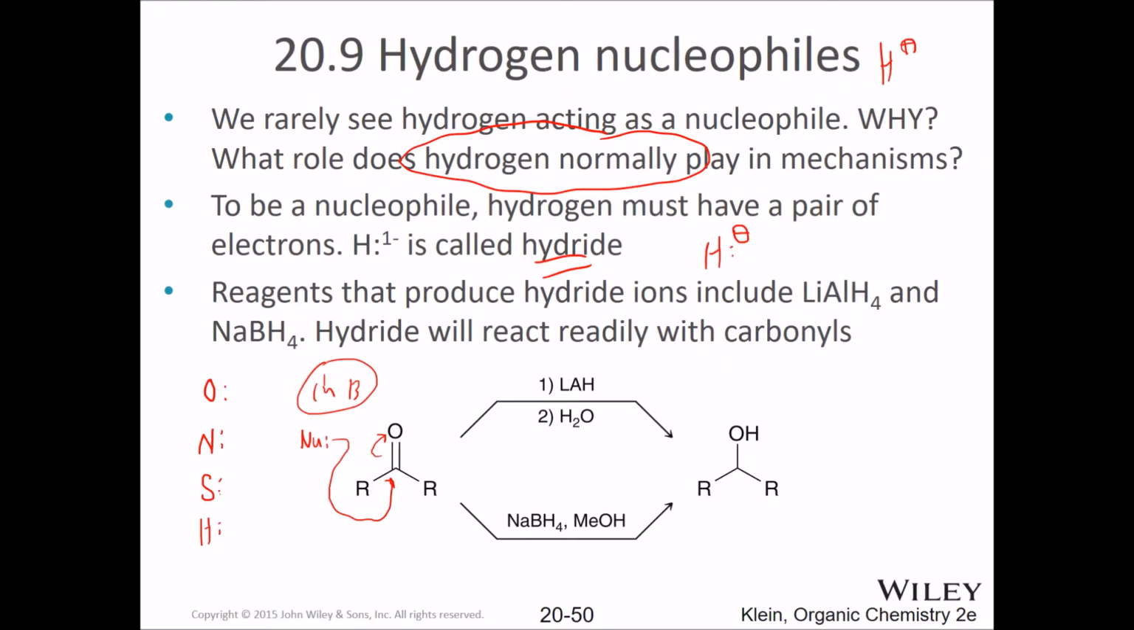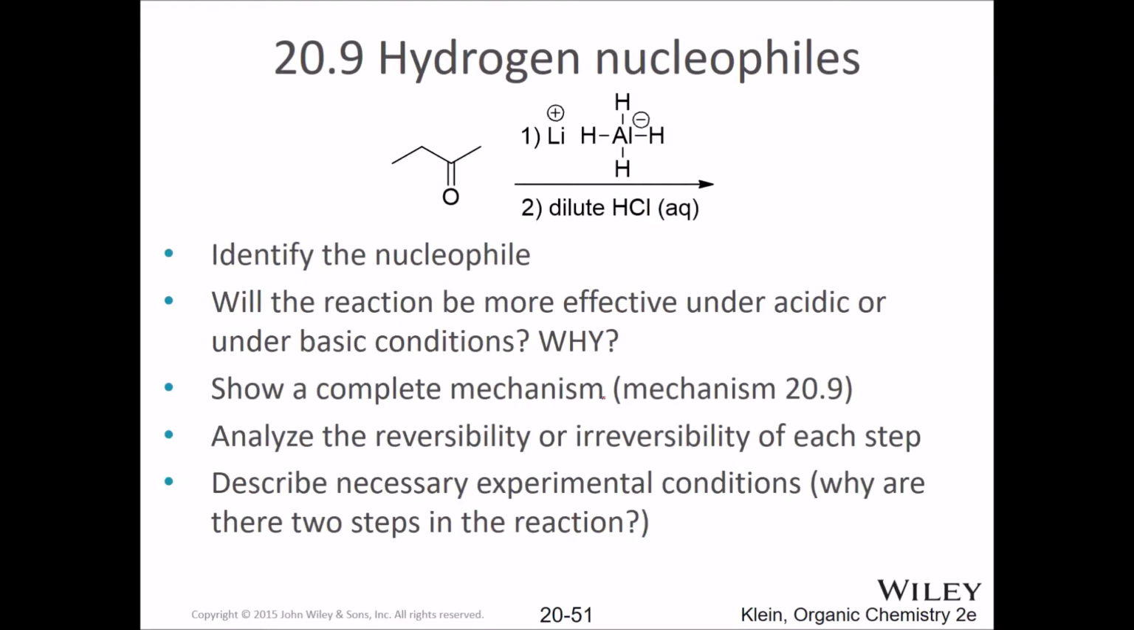Now, reagents that act like hydride ions include lithium aluminum hydride and sodium borohydride. Okay? And hydride is going to react with carbonyls just like we expected. Again, we saw this in chapter 13. These reactions we've memorized already. So let's look at this. I think we're not going to say much about this.